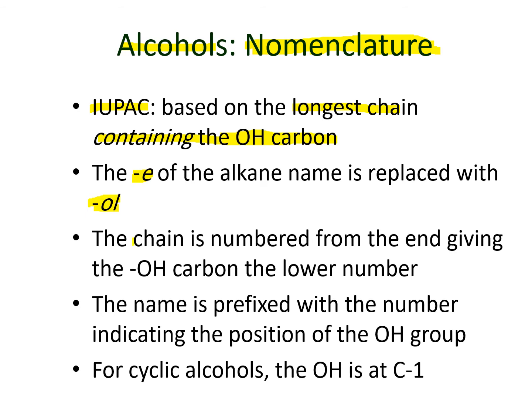Then the chain will be numbered for carbons. Obviously we have to number the carbons 1, 2, 3, 4, and the numbering of the chain will be from the end that is closest to the OH carbon. So the carbon that is attaching the OH group will get the lower number. We will start from that, and the name will be prefixed with the number indicating the position of the OH group. So we prefix that number before the name of the alcohol.